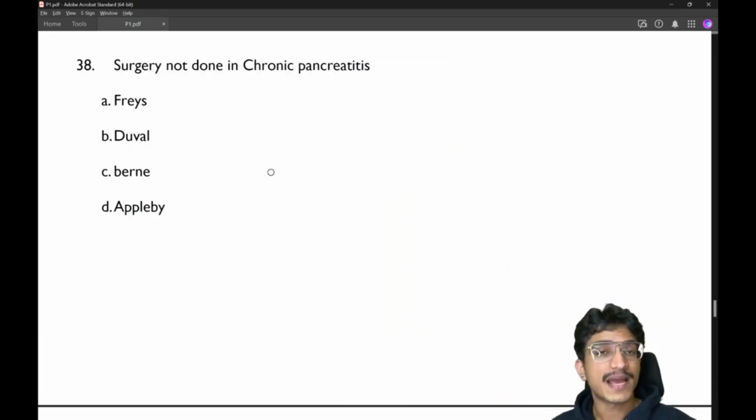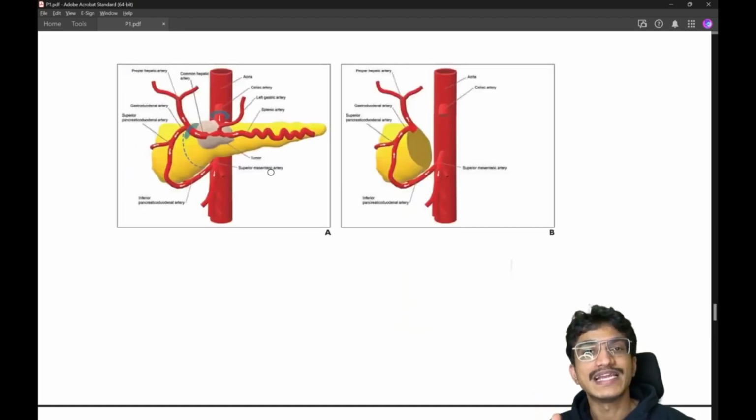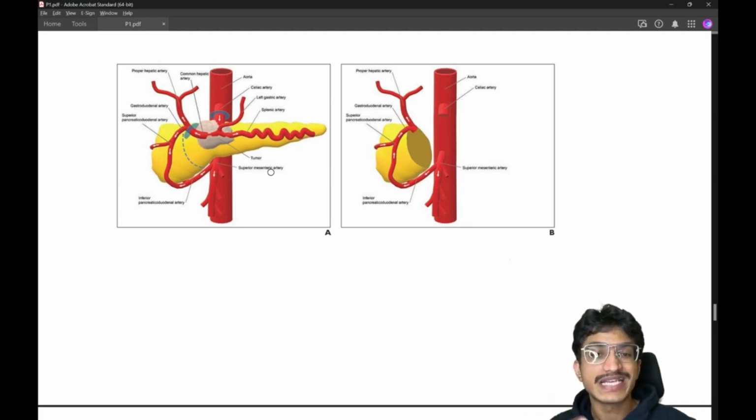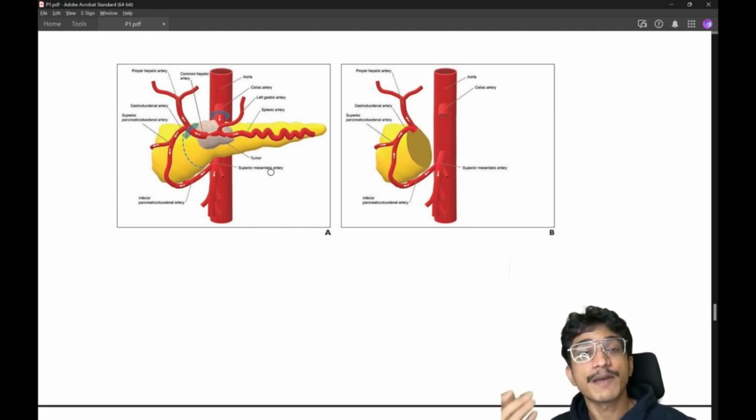Surgery not done in chronic pancreatitis, very straightforward, easy question. It is Appleby. Appleby is used for a celiac artery involved cancer of the pancreas. When you resect it with a celiac artery resection, that is known as Appleby procedure.